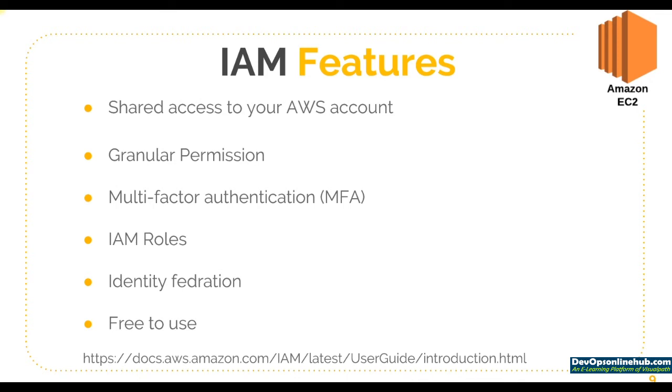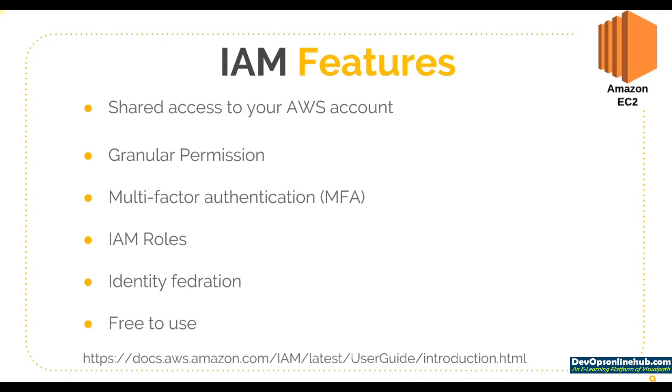Then you have a password based login through the console, but you can also secure it with multi-factor authentication. Multi-factor authentication is a second form of authentication similar to OTP. We are going to use Google Authenticator to generate a 6-digit MFA code which you can use to log in. So you need to provide password plus 6-digit MFA code to log into your AWS console.